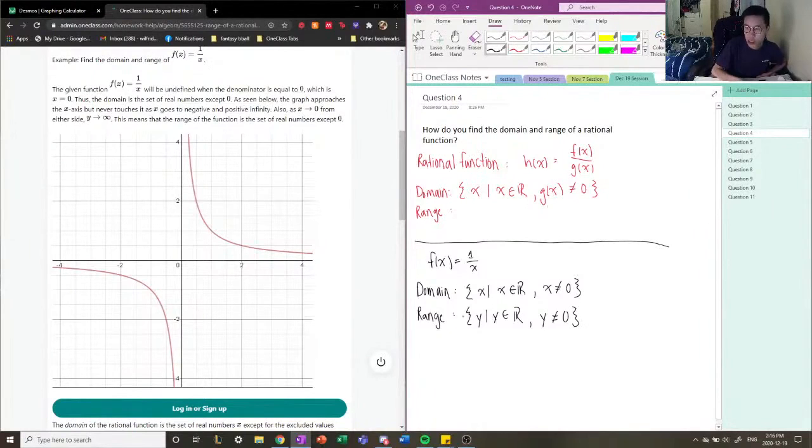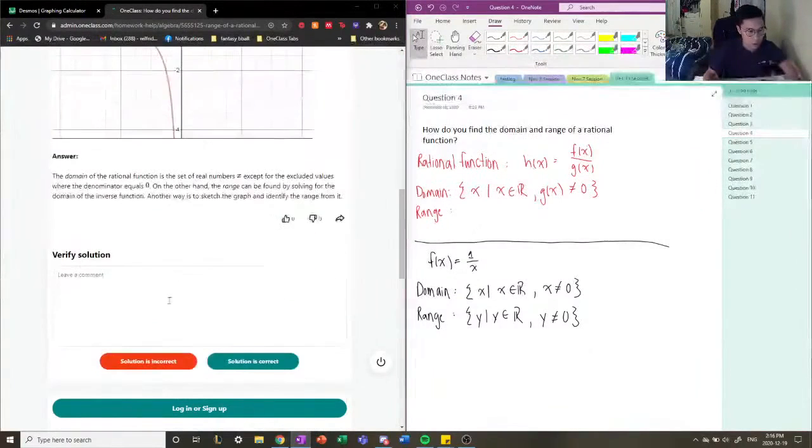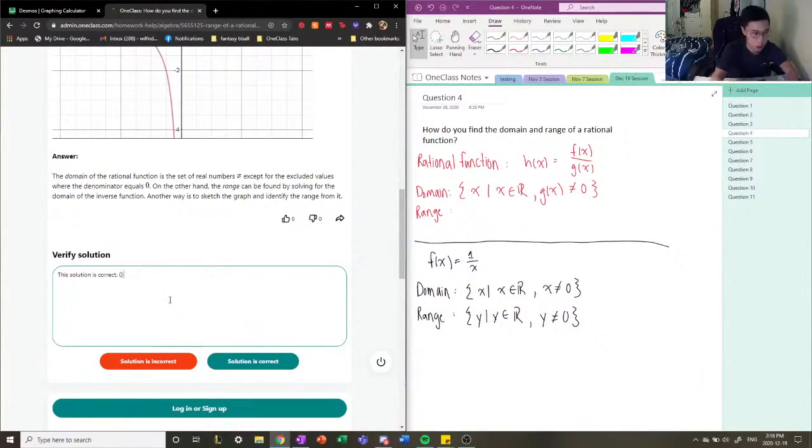With the range, you can either graph it, or find an inverse function, or use mathematical logic to reason out which values are not included in the range. Usually that means the asymptotes are not included. In our example, the asymptote of f of x is 0, so it is not included. So this solution is correct. Good stuff. All right, let's move on to question number 5.